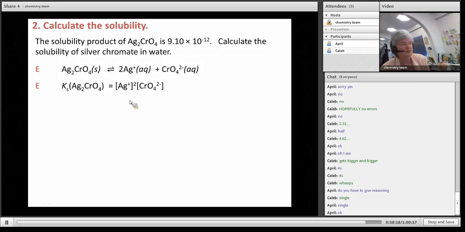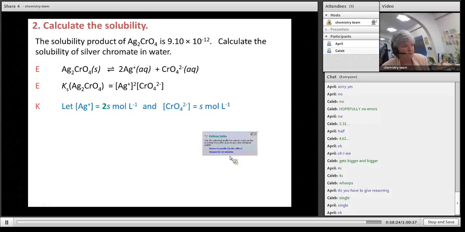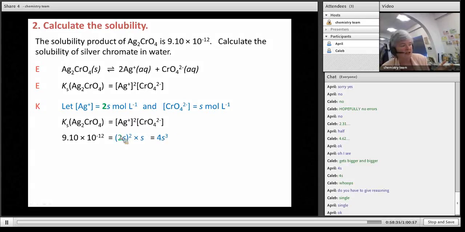equation, expression. Okay? Now you say, my silver is 2s. I'm trying to find the solubility, so I'm solving for S. So there's my expression, and I just put in now, so I get to the 4s cubed, and that is equal to the given solubility product. So now we just work it out.